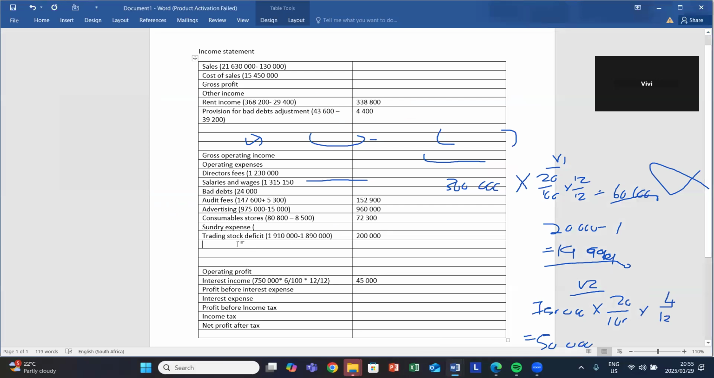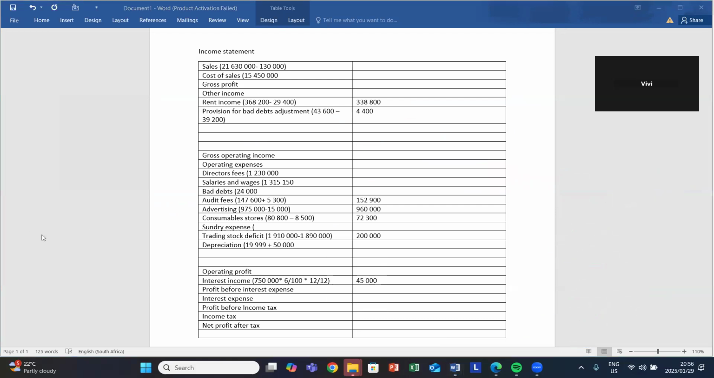After we'll do the one for equipment. So depreciation 19,999, right? Plus 50,000. So please always be vigilant about your 1 rand rule.